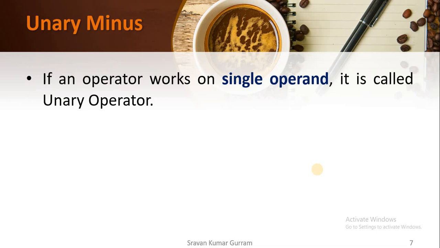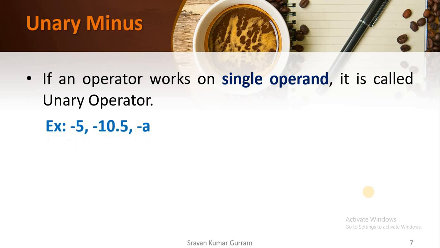First, let us try to understand what a unary operator is. If an operator works on a single operand, then it is called a unary operator. If you are applying an operator with a single operand, then that operator is called a unary operator.